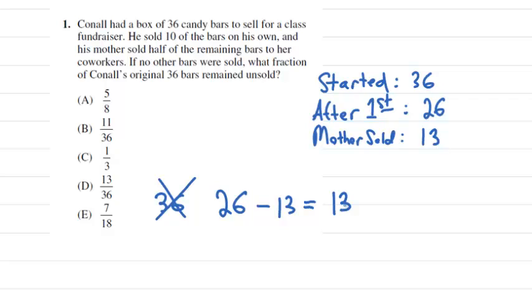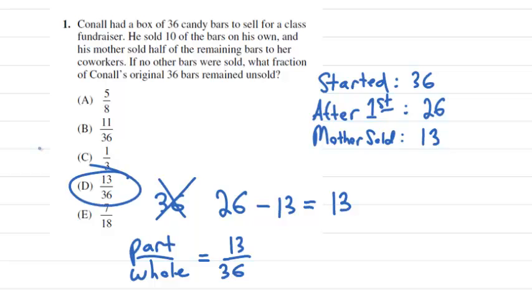Now, what fraction of the original 36 bars remain unsold? Well, a fraction is just a part over a whole. And here we're talking about 13 out of the original 36, which would be the same as the answer in D.